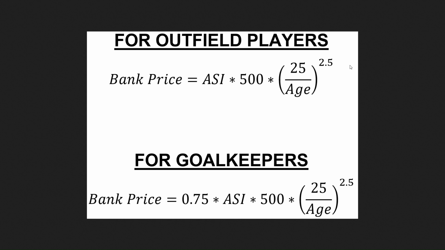As the age increases, as players get older, the bank price decreases. As the skill index increases, as players get more skills, the bank price also increases. Since the skill index has an exponent 1 and the age has an exponent 2.5, we can see that the age contributes more to the decrease of the bank price than the skill index contributes to its increase. If you don't understand what I said, it's okay, don't worry. Just keep in mind that the age is more determinant to the bank price than the skill index.